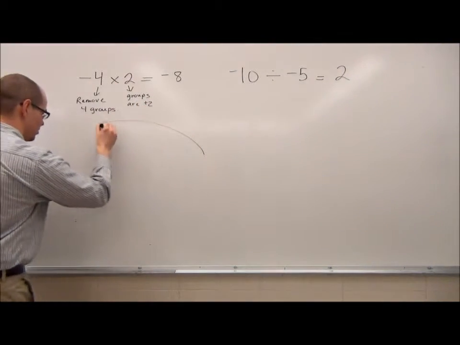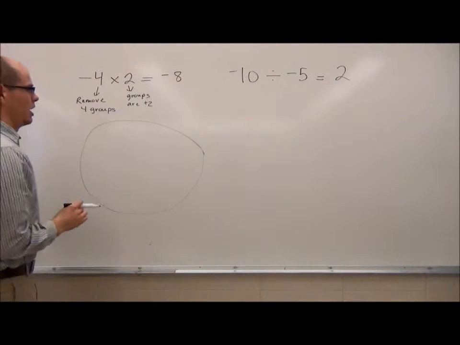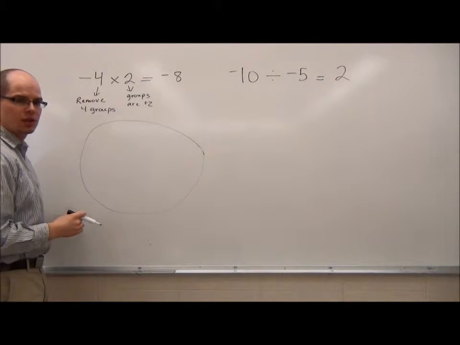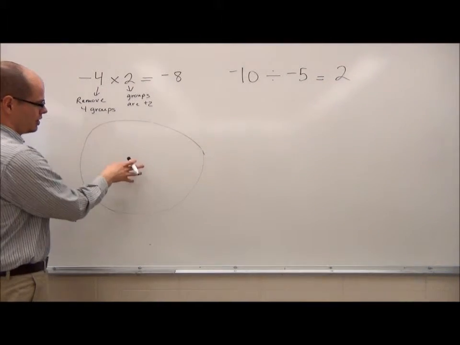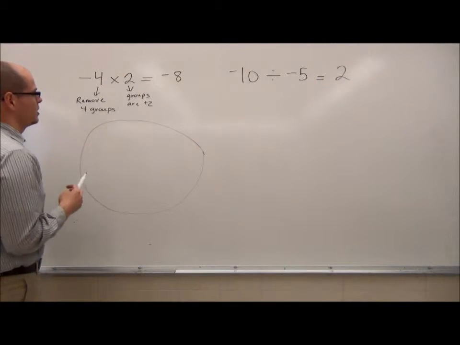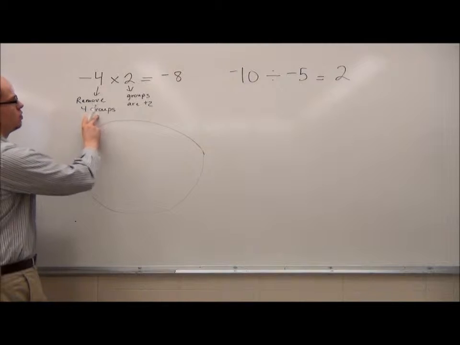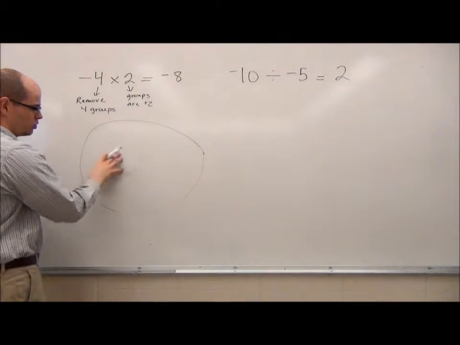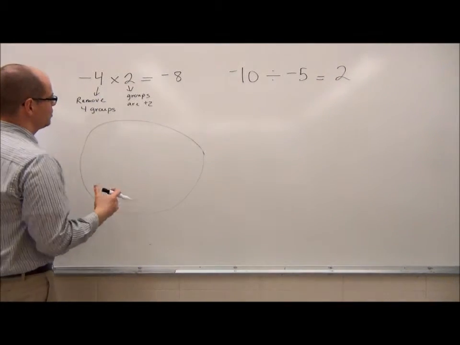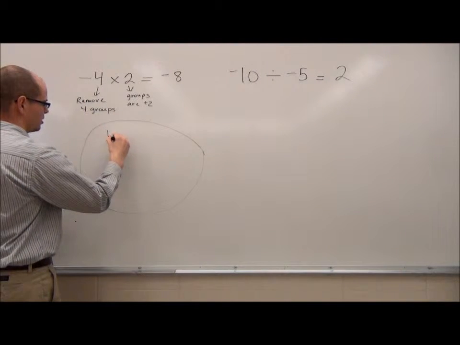Now, we've been drawing this integer circle that represents everything, and we always started with 0. The thing is, we can start with 0 as you see it here, or we can start with a 0 pair. For this particular problem, we need to start with a 0 pair, and the reason is we're asked to remove 4 groups of +2, but there's no groups to remove. So all we do is represent 0 a little bit differently. We represent 0 like this.